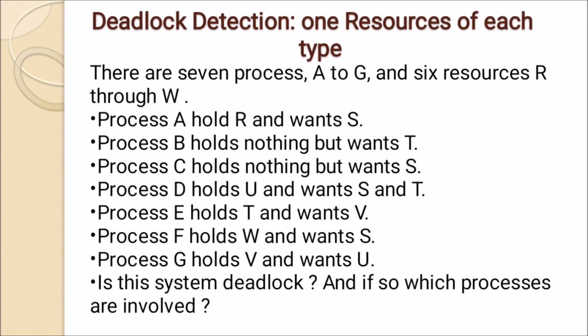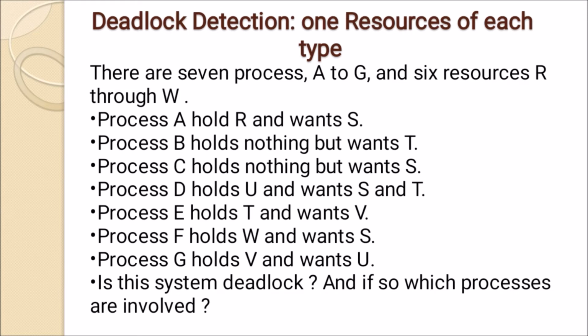So there are 7 processes, for example A to G, and 6 resources R through W. Okay, so for example here process A holds R, but now it wants S, which means it is requesting S. Process B holds nothing but wants T. Process C holds nothing but wants S. Process D holds U and wants S and T.